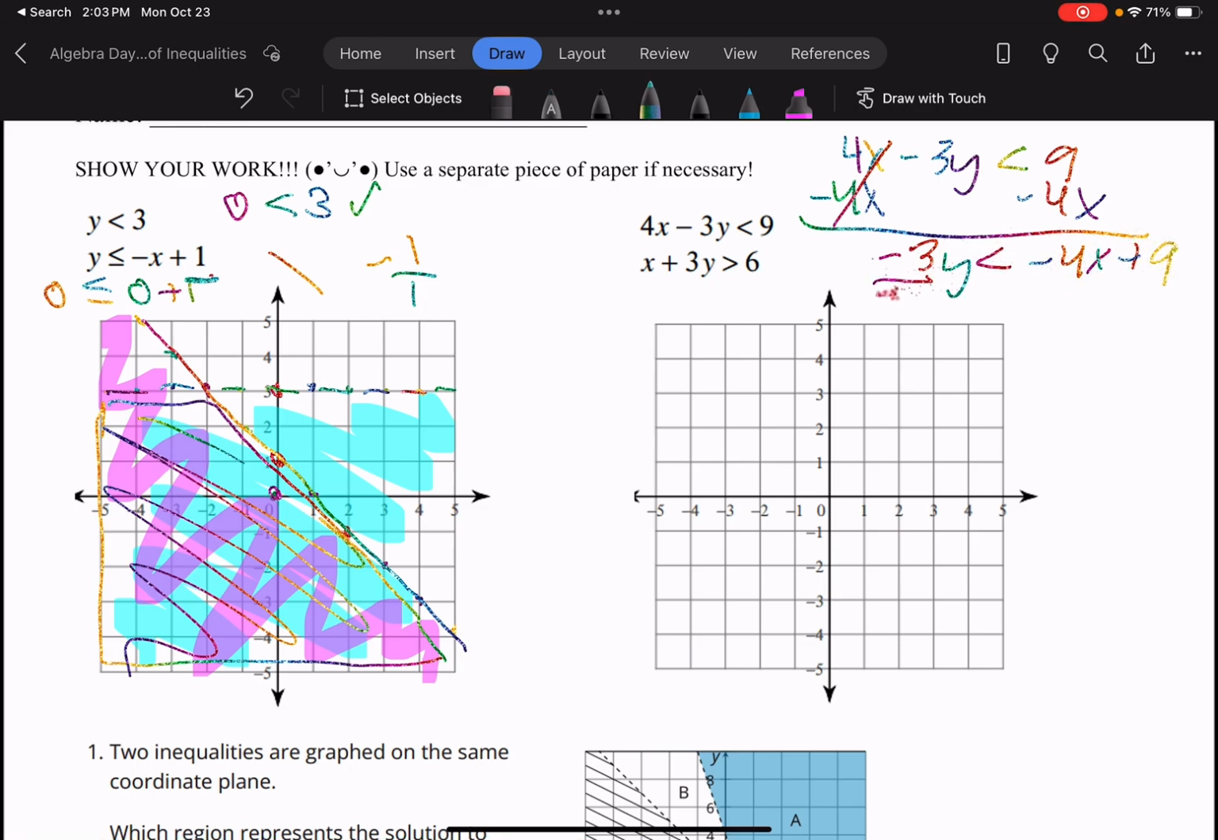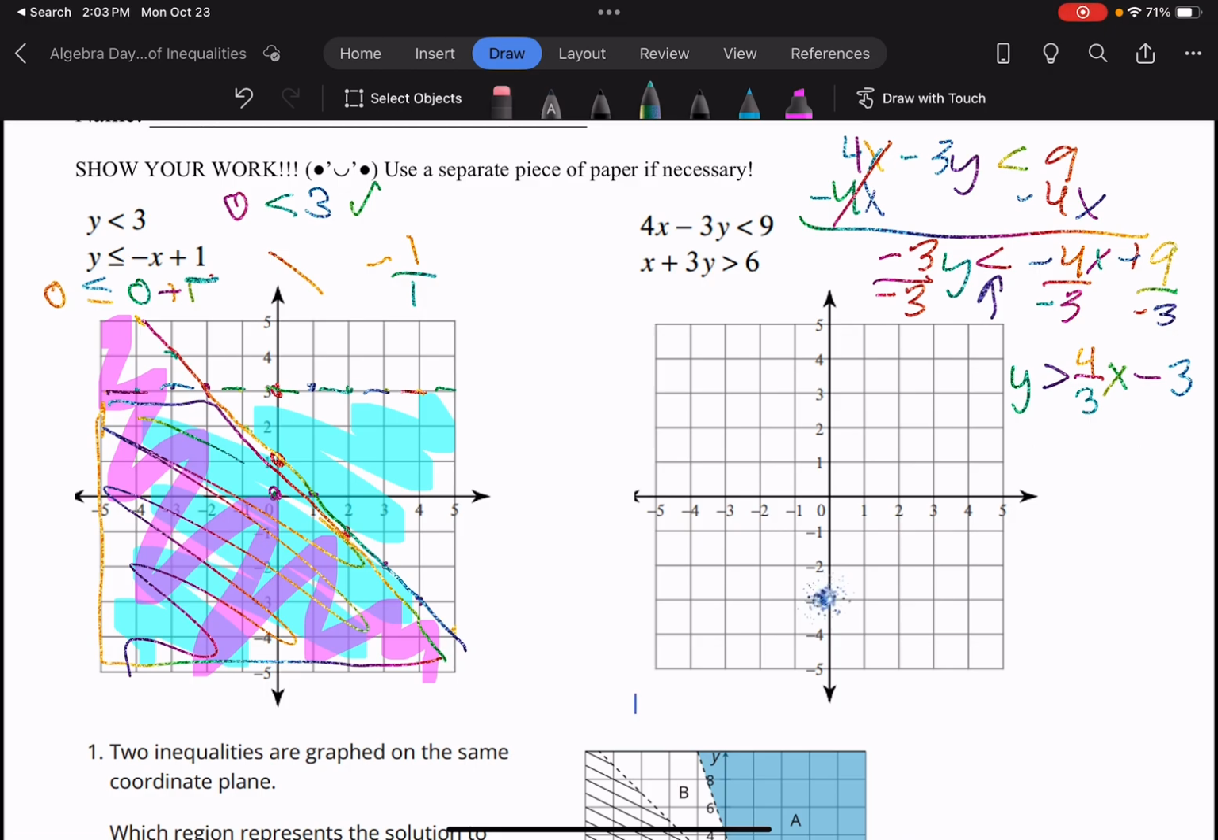Now I need to divide both sides by negative 3. Remember, when I divide by a negative, this sign needs to flip. So that's why I'm saying show your work, because then we're going to rewrite this as y is greater than 4/3 x minus 3. Negative 4 over 3 is going to be positive 4/3 x. 9 divided by negative 3 is negative 3. Okay? So now I can graph this first equation.